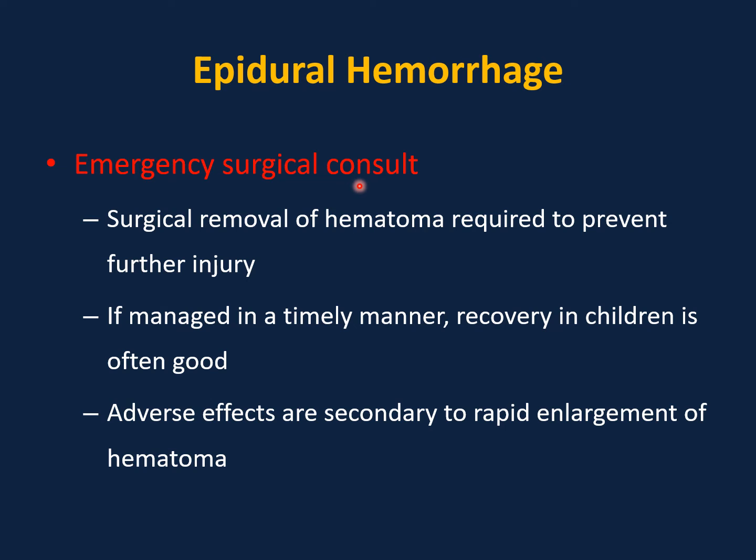Any child with suspected epidural hemorrhage should have an emergency surgical consult. This can save a life. Surgical removal of the hematoma is required to prevent further injury and herniation of the brain. If managed in a timely manner, recovery in children is often good. Adverse effects are secondary to rapid enlargement of the hematoma, because it's arterial and just continues to bleed.